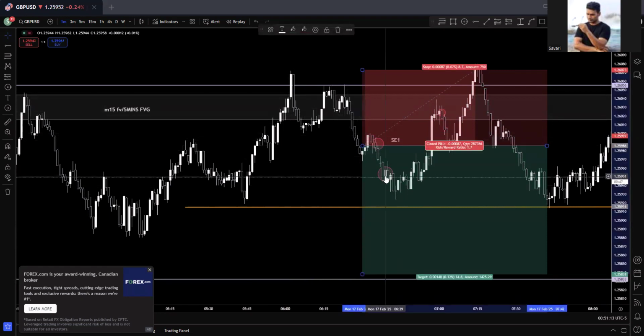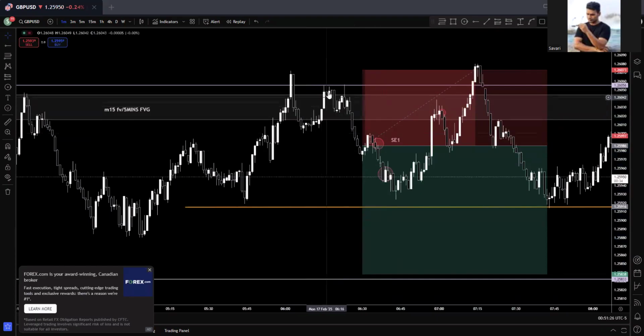This is the dumbest entry I can execute ever in my trading career. I never suggest this kind of entry. I'm not patient enough to wait for the price to rebalance to this level. My entry should be this point and stop loss should be this point.